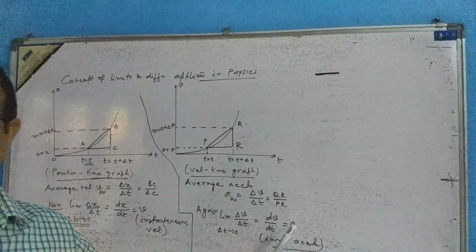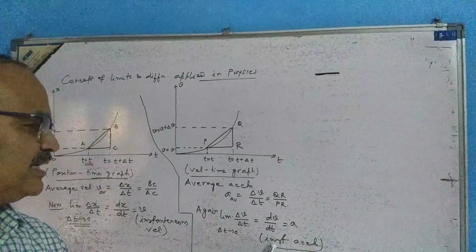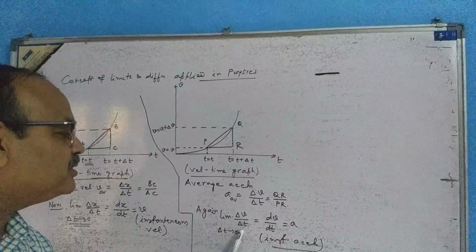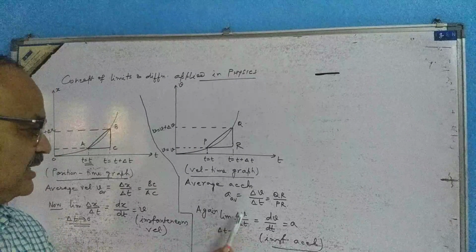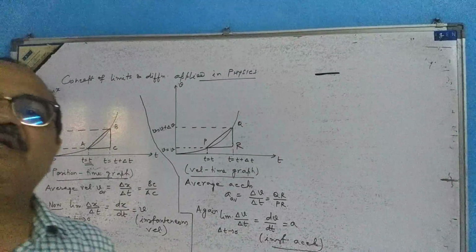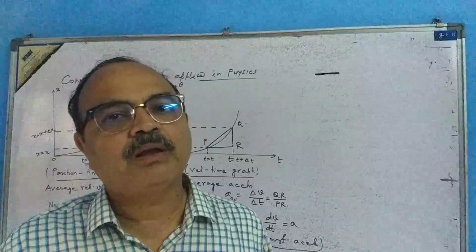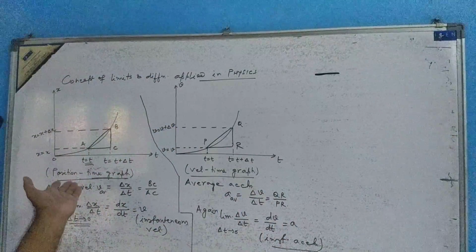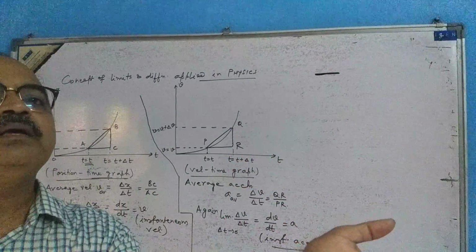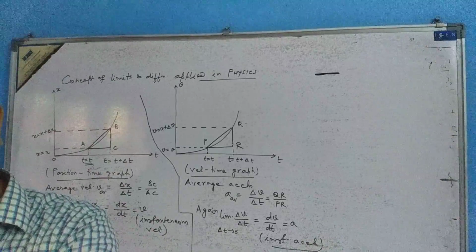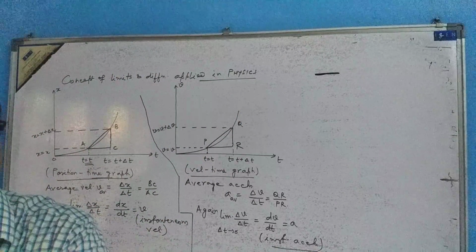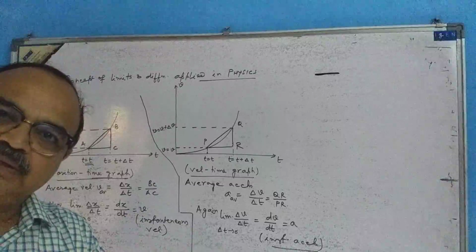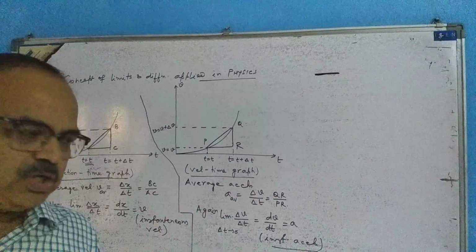How can we define this instantaneous acceleration? Instantaneous acceleration can be said to be the limiting value of the average acceleration when the time duration is negligibly small. That means, in converting the average velocity to instantaneous velocity, or average acceleration into instantaneous acceleration, we use this concept. Alright? I hope all of you got it.